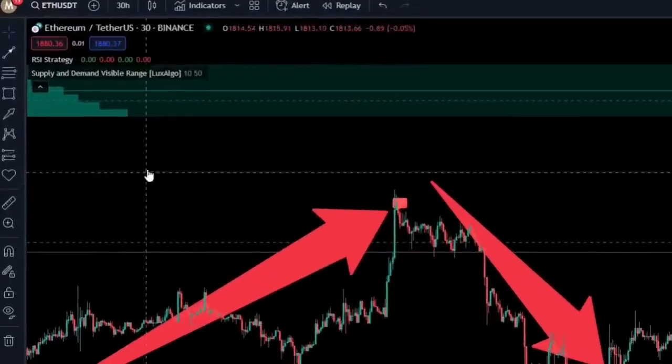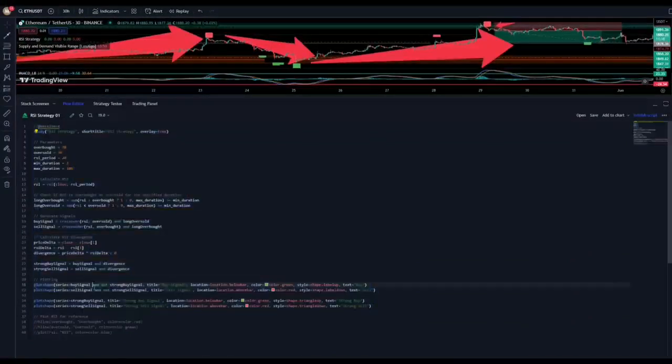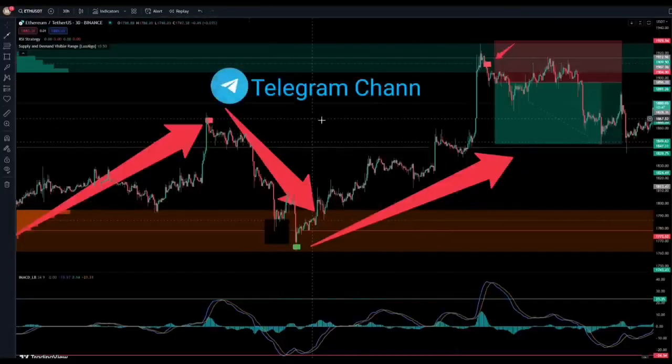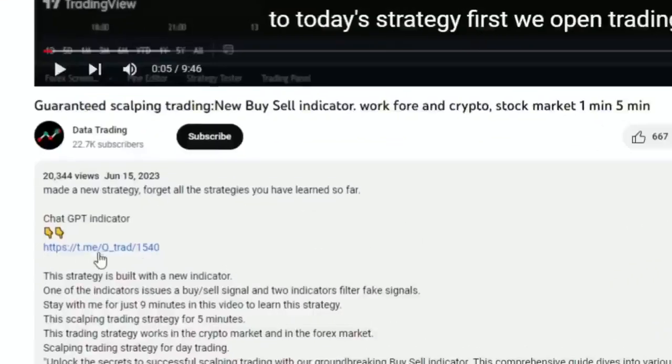Now let me explain to you how you can add the indicator which is made by ChatGPT. These are the indicator's codes. I copy these code lines and upload them in a text file form on my Telegram channel. In order to get this indicator, if you open this video's description, you can see that I have put the Telegram channel's link there. Enter the channel using the link and download the indicator.